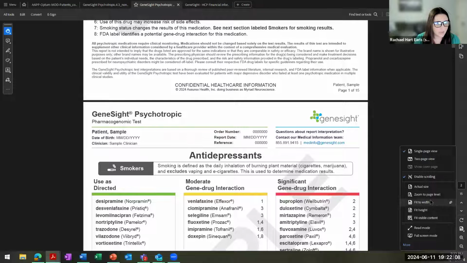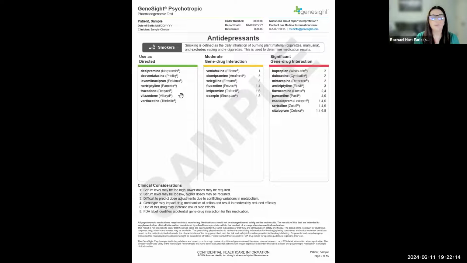So let me go ahead and full screen here so we can see this. So this will affect the binning of medications, knowing your patient's smoking status. We define smoking at the smoking pages on the top of the report. It's defined as the daily inhalation of burning plant material. So it's actually the burning of the hydrocarbons that are found in that plant material. So that's why it excludes things like vaping and e-cigarettes. And this is used to determine how medications will be binned if a patient is a smoker.